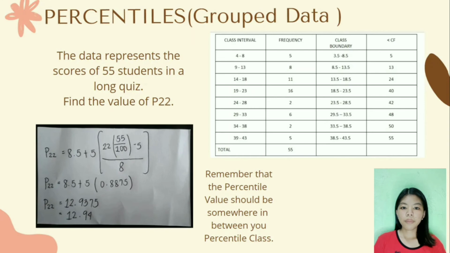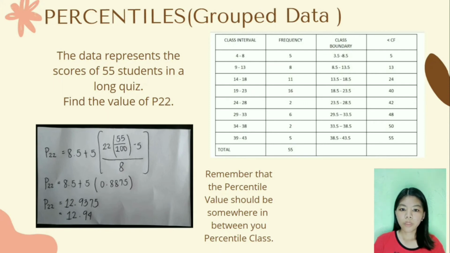And of course, to better understand percentiles, let's have an example. The data represent the scores of 55 students in a long quiz. Now, we need to find the value of P sub 22. Since the frequency distribution table is already given, what we need to do is to compute P sub 22.